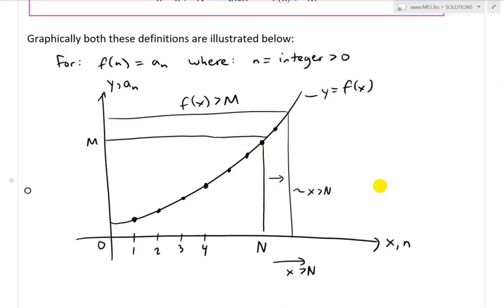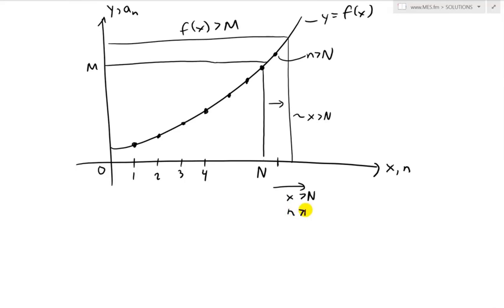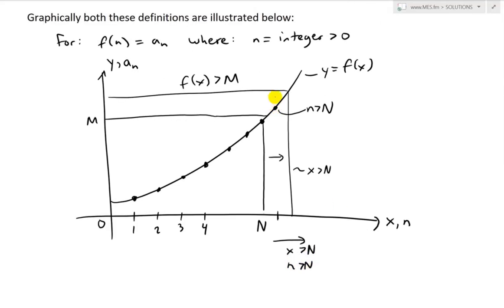Any number you pick, you're always going to have an integer where when you get bigger than it, the sequence is going to be bigger. So for example, this n here is bigger than capital N. To the right we have x is greater than N and n is greater than N. And this point right here is n greater than N, and this one here is a_n greater than M, where these points are just a_n, and in our case equal to f(n). For this illustration, just leave it like that.